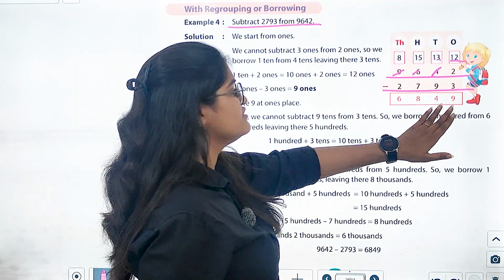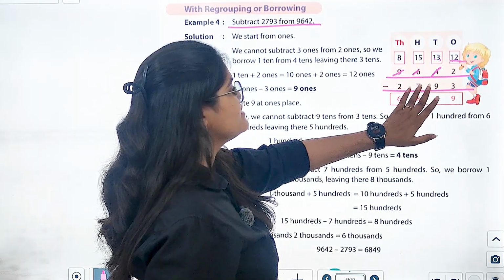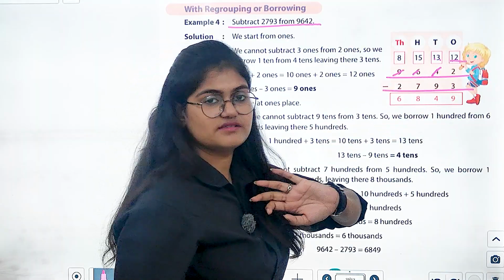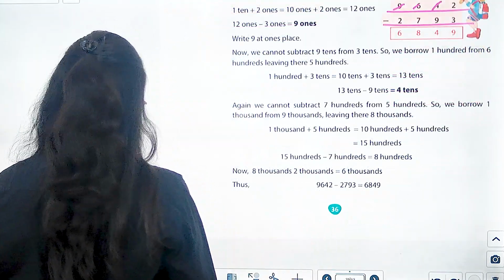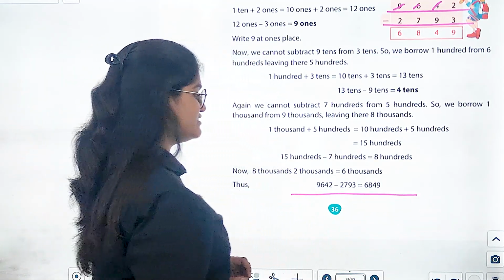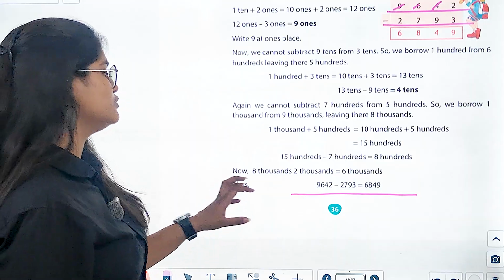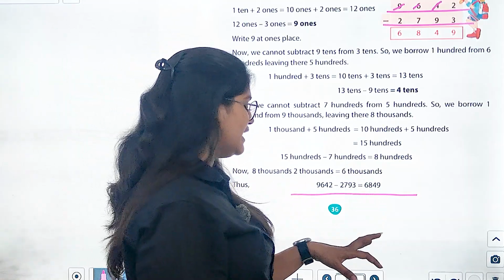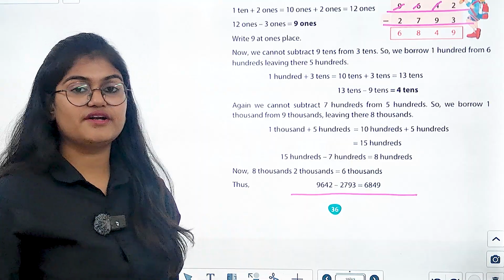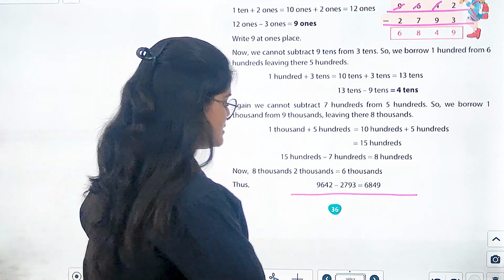So now 12 minus 3 is 9. 13 minus 9 is 4. 15 minus 7 is 8. And 8 minus 2 is 6. Clear? So this is how we have got the answer, that 9,642 minus 2,793 is 6,849. Correct?